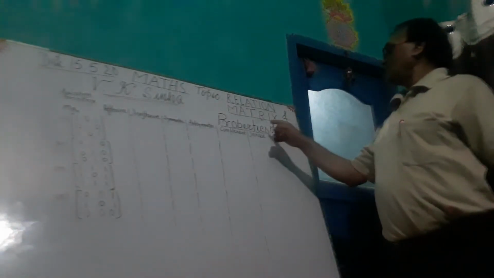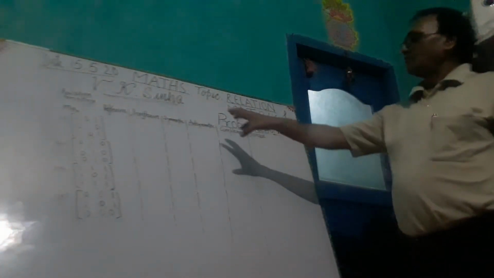Good morning, students. Our today's topic is relation matrix and properties of relation. So today we have to check whether the relation matrix holds the relation properties or not. With the help of a table formed like this, we can easily check whether the given relation matrix is reflexive, symmetric, transitive, etc.